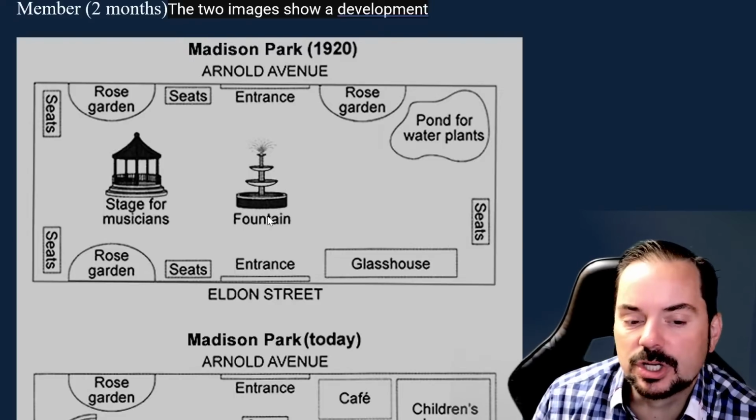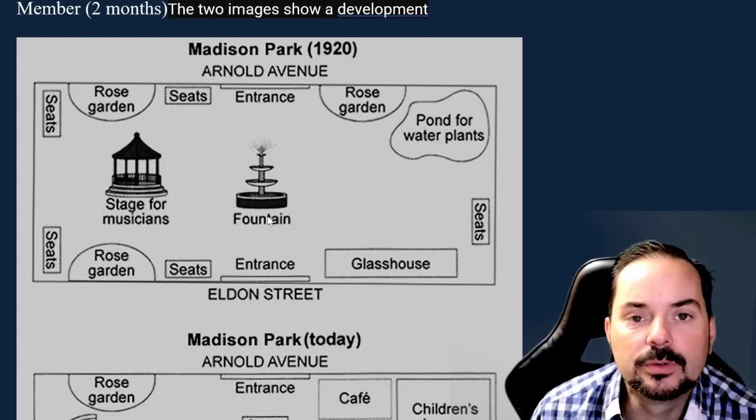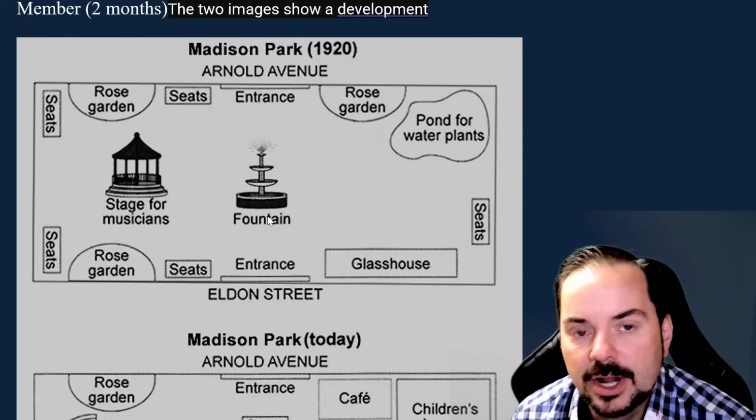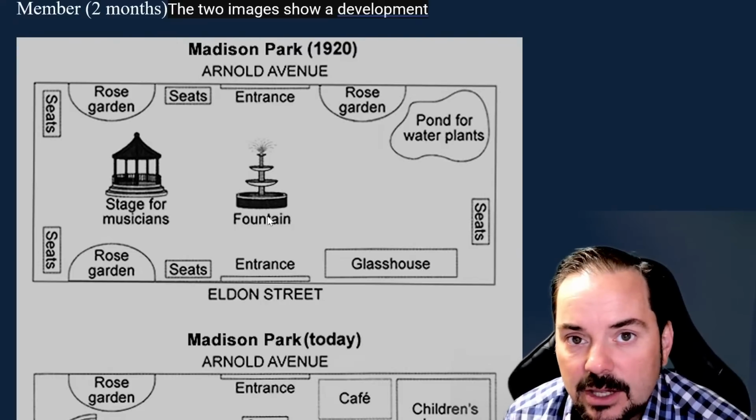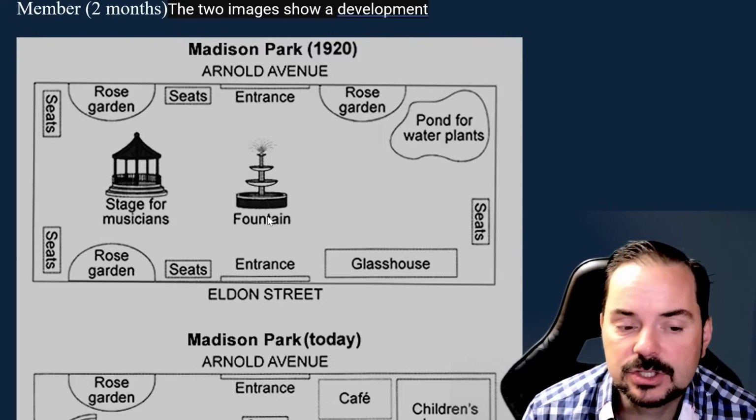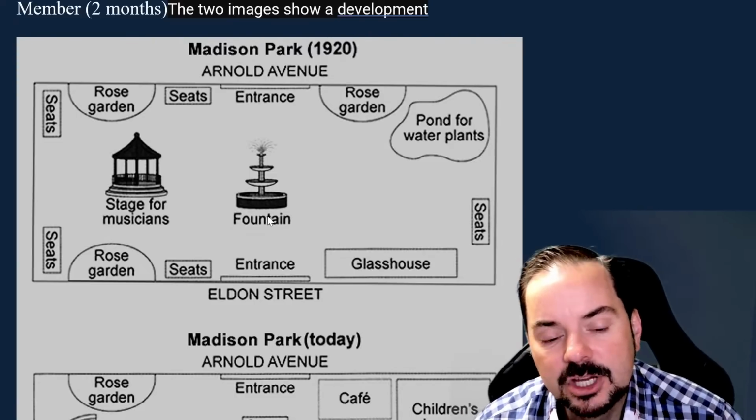So it's not an assumption. I'm not going to say that there's no longer any red roses. All of the roses are now yellow or pink. I don't know that, right? So I can't give information that I don't know.